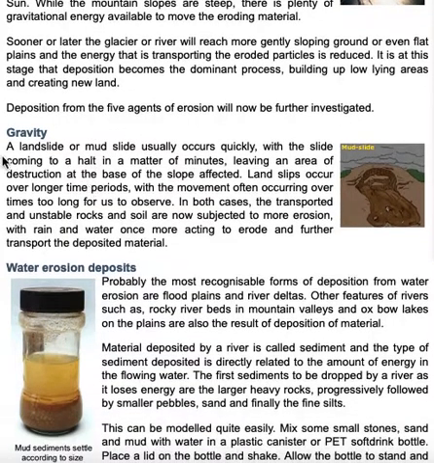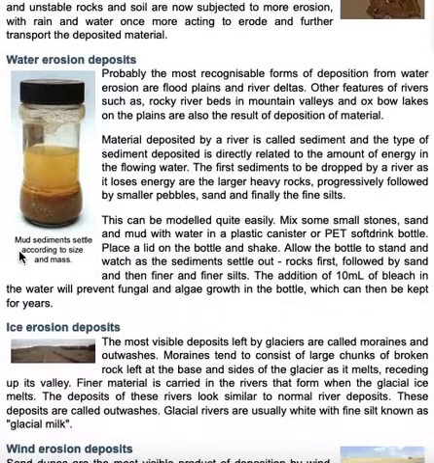So, gravity, here's an example. A landslide or mudslide usually occurs quickly, with the slide coming to a halt in a matter of minutes, leaving an area of destruction at the base of the slope affected. Landslips occur over longer time periods, with the movement often occurring over times too long for us to observe. In both cases, the transported and unstable rocks and soil are now subjected to more erosion, with rain and water once more acting to erode and further transport the deposited material.